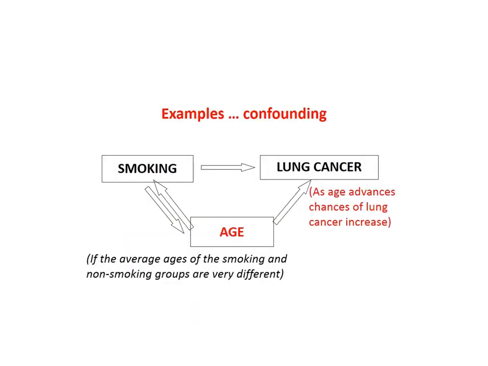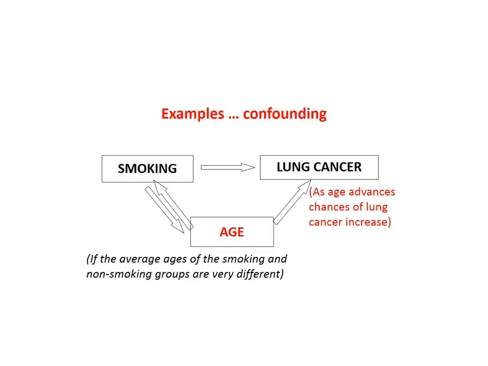Let's look at this example. I want to assess the association between smoking and lung cancer. Age is a confounding variable. Why? Because there is a relationship between age and lung cancer. As we age, there is an increased chance of lung cancer. Also, there is an association between smoking and age. So now, the presence of this confounding variable, age, could affect the relationship between smoking and lung cancer.